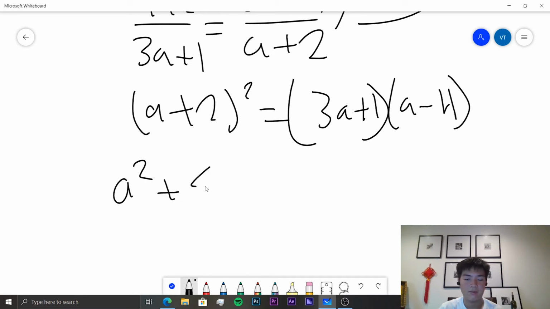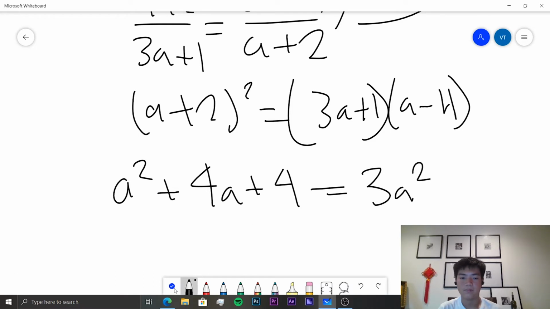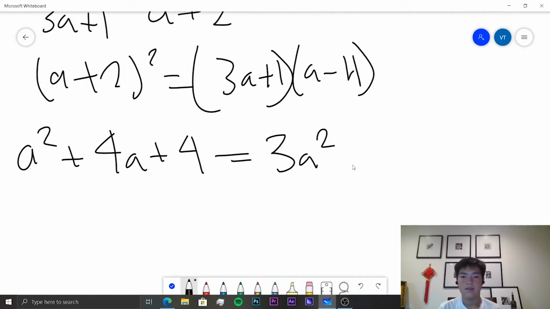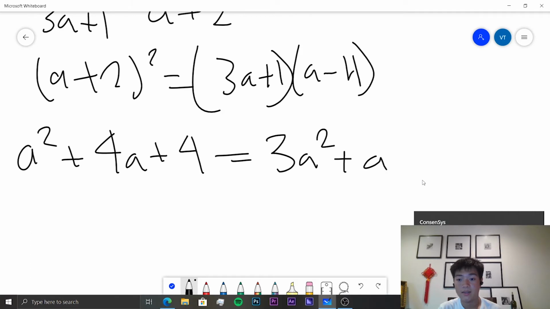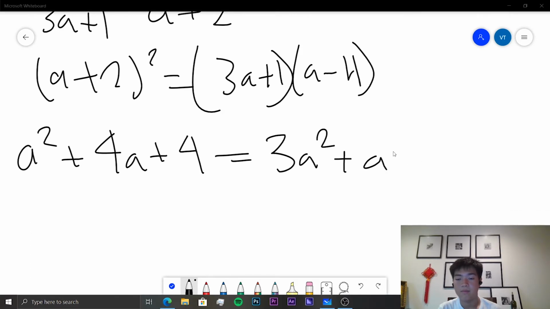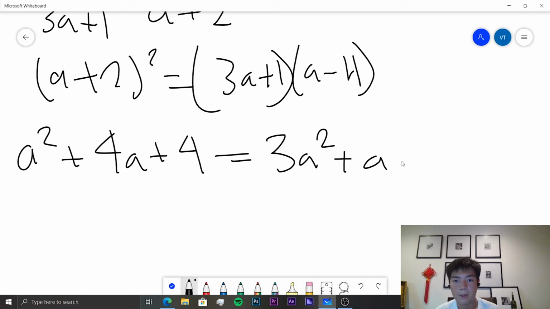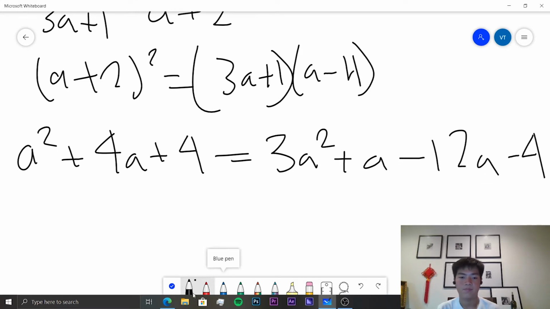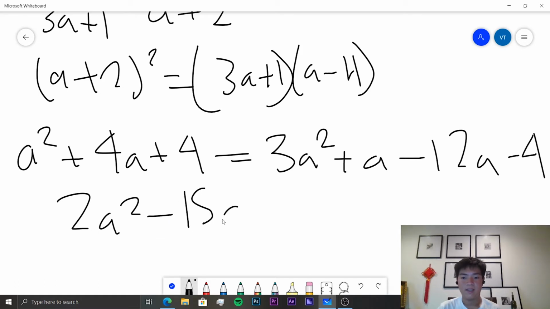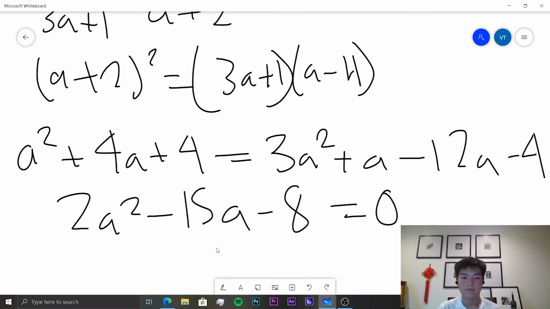A squared plus 4a plus 4 is equal to 3a squared plus a minus 12a minus 4. So this would be what? 2a squared minus 11a minus another 4a minus 15a minus 8 is equal to 0.